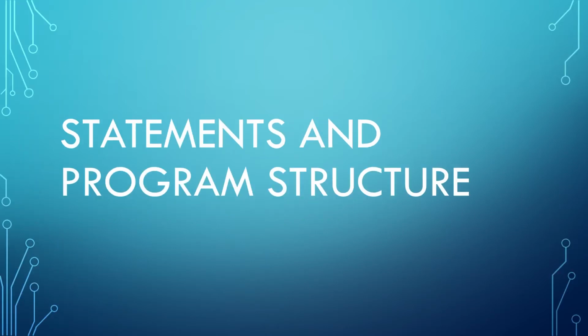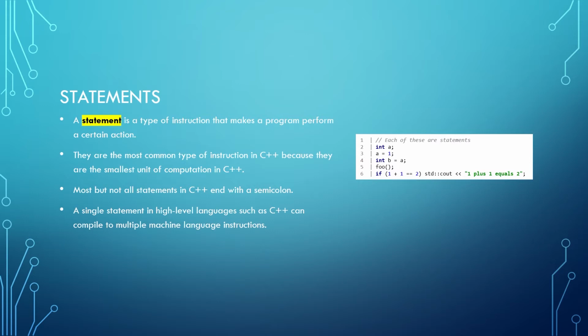So the first concepts that we're going to learn are statements and program structure. A statement is a type of instruction that makes a program perform a certain action. They are the most common type of instruction in C++ because they are the smallest unit of computation in C++. Most but not all statements in C++ end with a semicolon, but for now, all the statements that we're going to encounter end with a semicolon. Like in these examples I have over here, each statement ends with a semicolon.